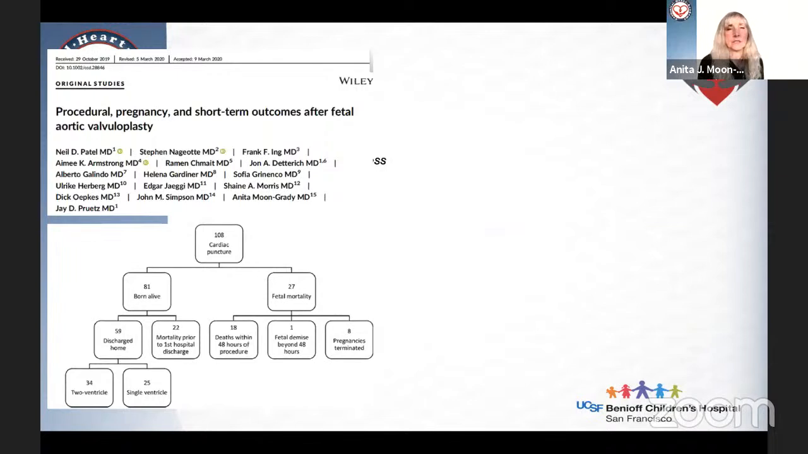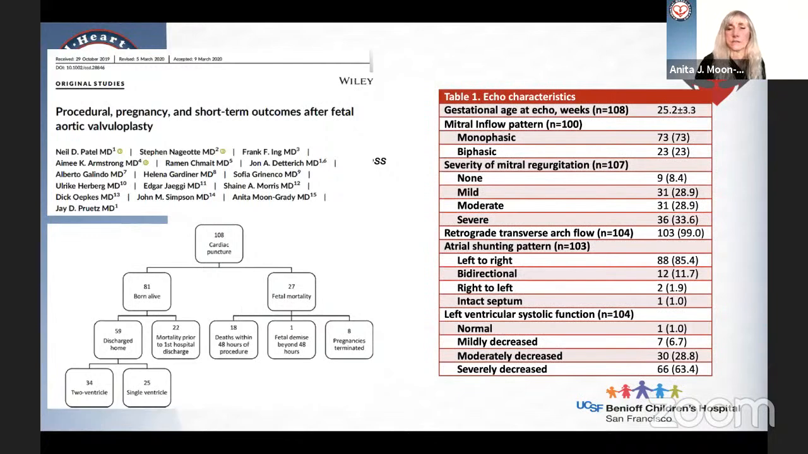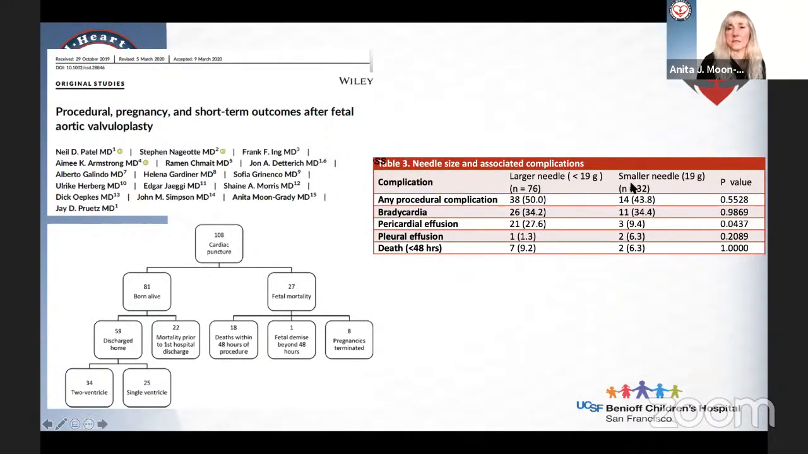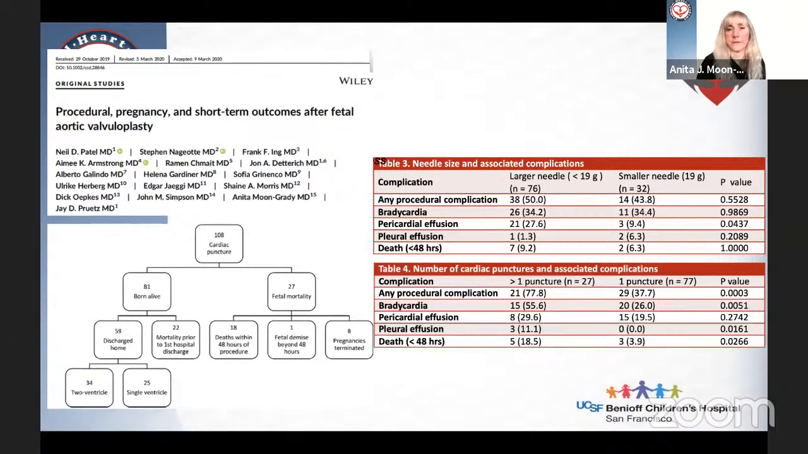We have, as I said, the ability to look in quite a bit of detail at the actual procedures. And Neil Patel and Jay Pruitts from Los Angeles recently published this data on the actual procedural variables in patients who had at least one cardiac puncture. And the interesting thing about this data set was that the needle gauge correlated to procedure-related complications, and specifically pericardial effusion, which I've already mentioned doesn't correlate with death, but the number of punctures with the needle seemed to be more associated with death. So the take home from this is that the needle gauge does seem to matter, and a smaller needle seems to be better, and that a single cardiac puncture really should be the goal of this procedure.